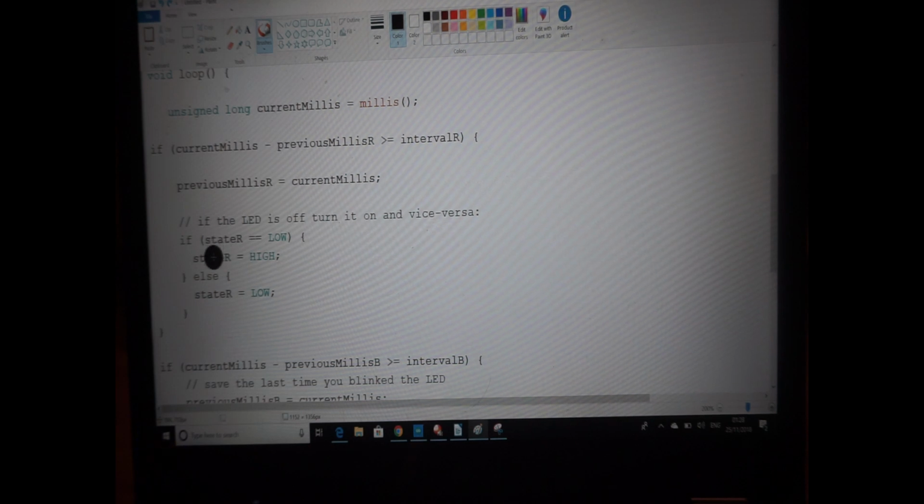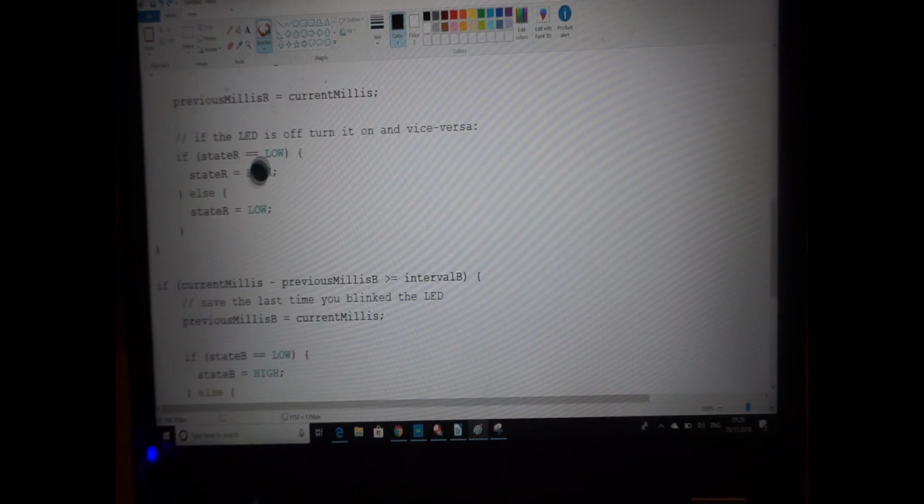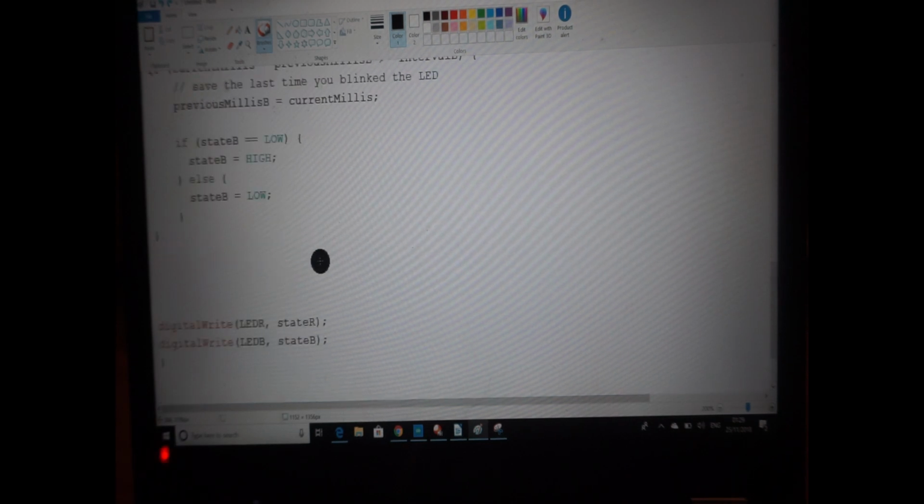And then if the state of red is low, which it is, change it to high. Otherwise, change it to low. So that's going to turn on our red LED. It's going to skip the blue because it's not at 1000 yet. So at the bottom it'll write the red LED as high, but it will keep the blue LED as low.